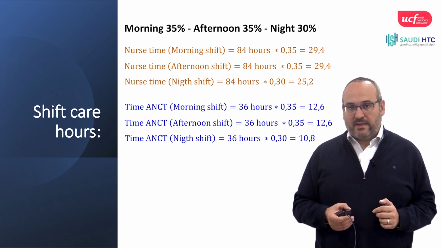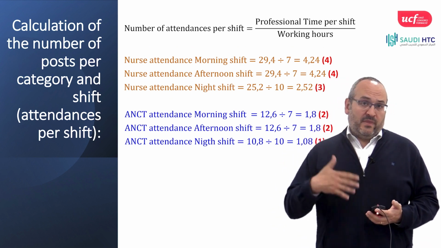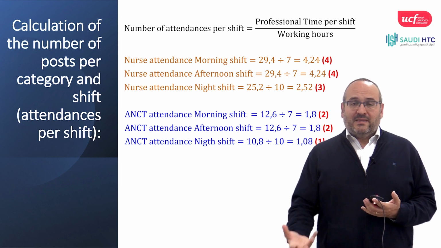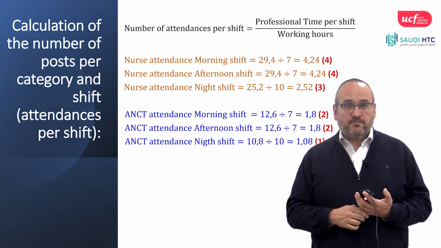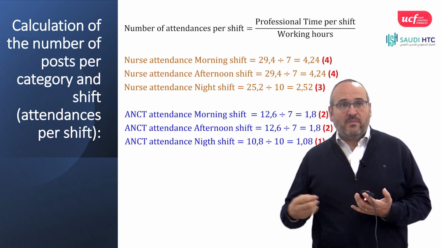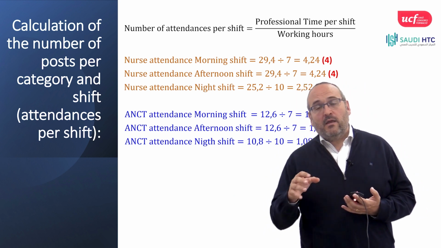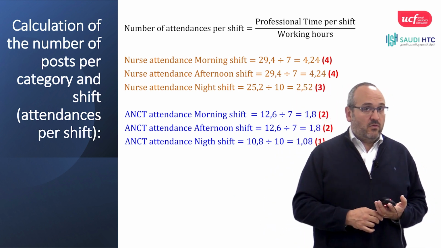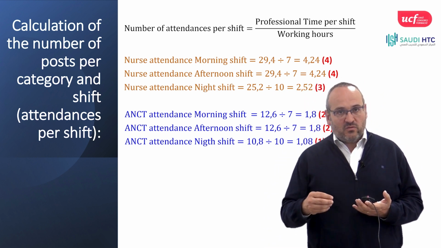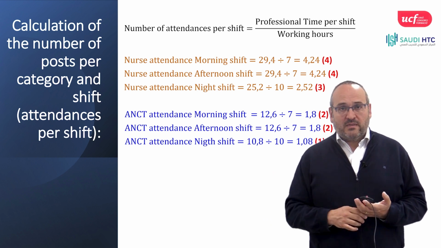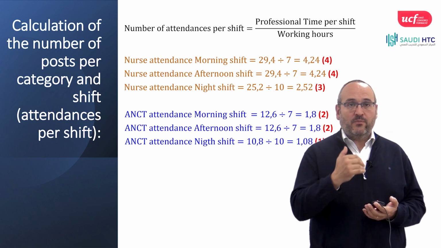Remember also that we have been given the percentage of care performed in each shift. So with a simple multiplication, multiplying the hours by that percentage, we get the nursing time and the auxiliary time in each of the 3 shifts, morning, afternoon, and evening. We obtain 29.4 hours for the morning shift nurse, 29.4 for the afternoon shift nurse, and 25.2 for the night shift nurse, and the same for the auxiliary nurses.